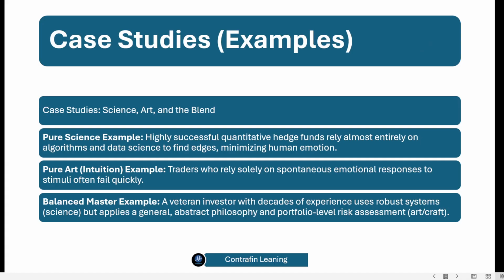In case studies, purely science: highly successful quantitative firms rely almost entirely on algorithms and data science to find the edge, with minimal human emotion. Purely art: traders who rely solely on spontaneous emotional responses to stimuli often quickly fail. Balanced master example: a veteran investor with decades of experience uses robust systems, the science, but applies a general abstract philosophy for portfolio-level risk management. This is the balanced master example.